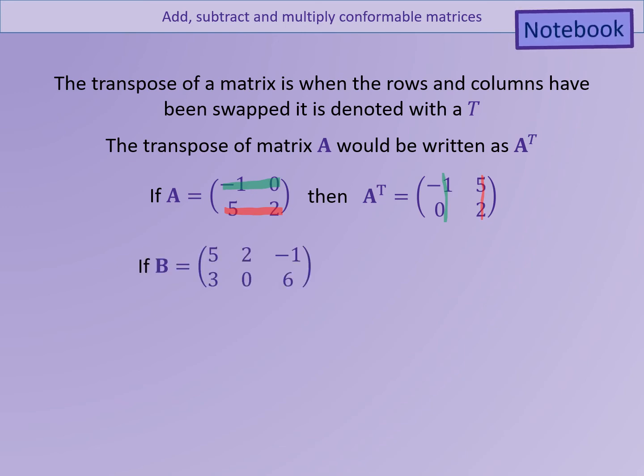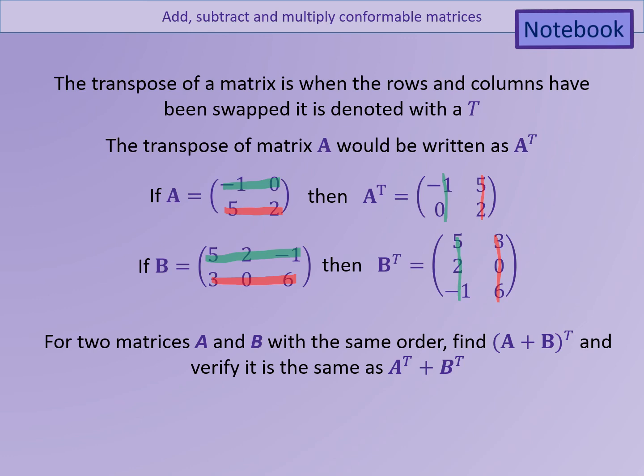Similarly for B, the first row of B becomes the first column of B transposed, and the second row becomes the second column. Now, if we have 2 matrices A and B with the same order, then if we were to find A plus B and then transpose the answer, we would be able to check that is the same as A transposed plus B transposed.